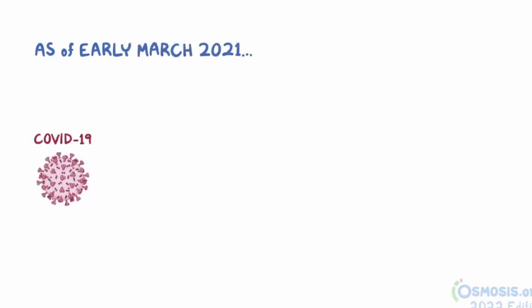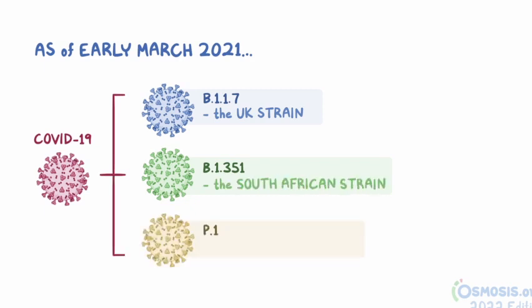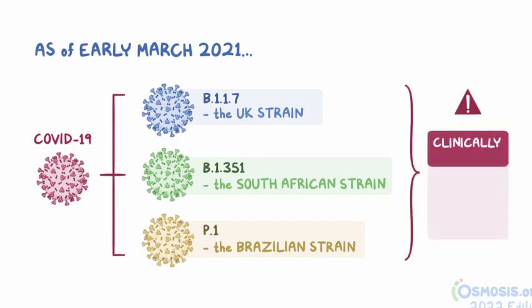As of early March 2021, there are 3 clinically important strains of COVID-19. B.1.1.7, also called the UK strain, B.1.351, also called the South African strain, and P.1, also called the Brazilian strain. While there are a number of other strains that exist, these 3 strains are clinically important because they potentially may be more contagious and more virulent than the original COVID-19 strain.